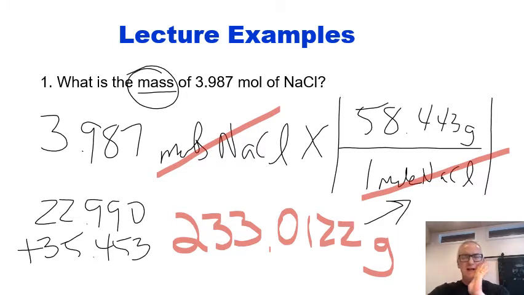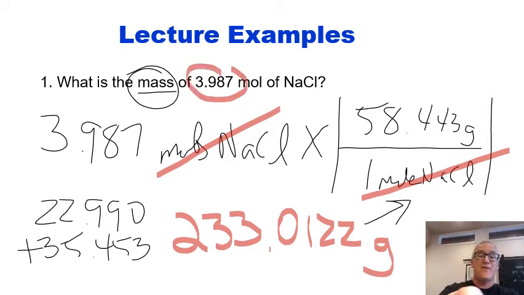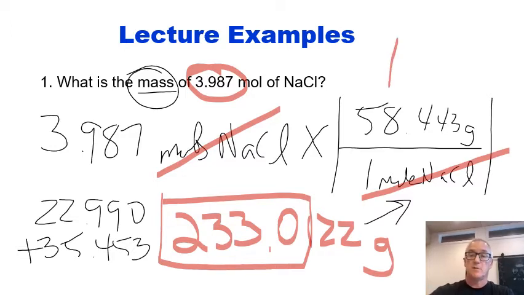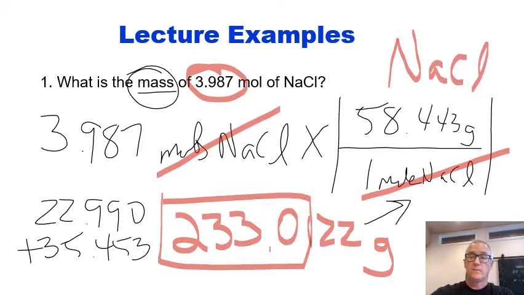That's too many significant digits. And you're absolutely right. That is too many significant digits. But how many do we need? I got 4 here, so I want 4 in my answer as well. So here is 4. So my final answer is 233.0 grams of sodium chloride. And I would want that in your answer as well.